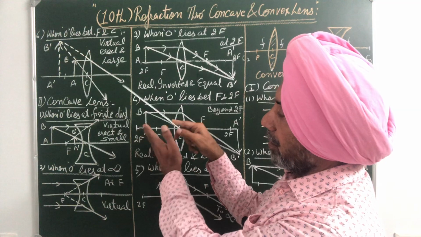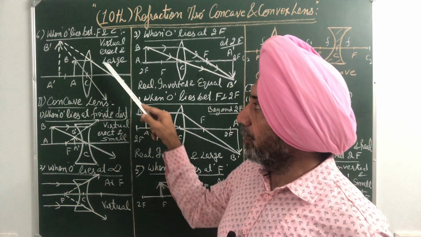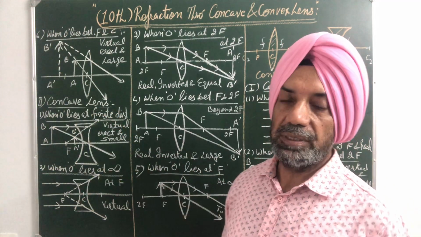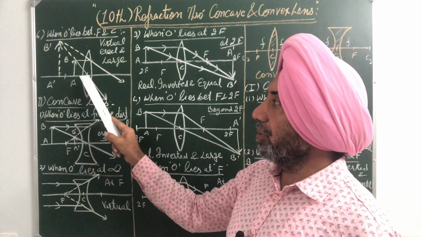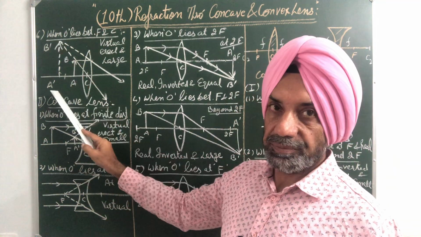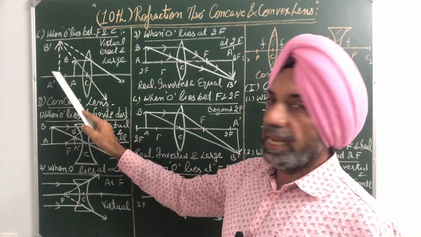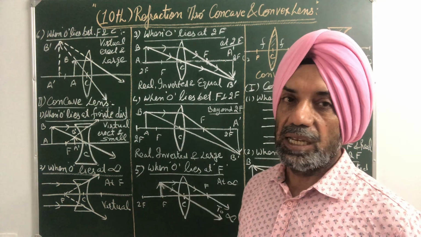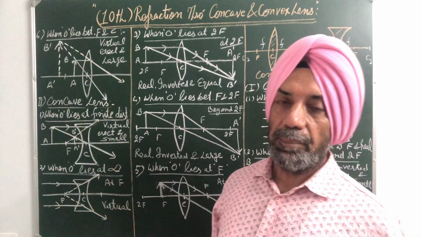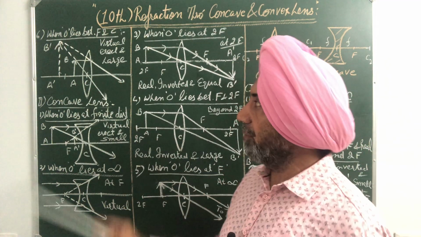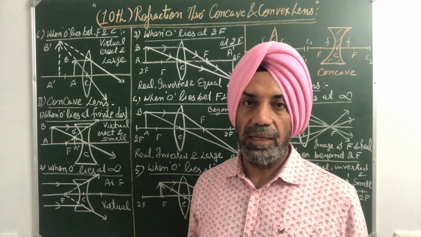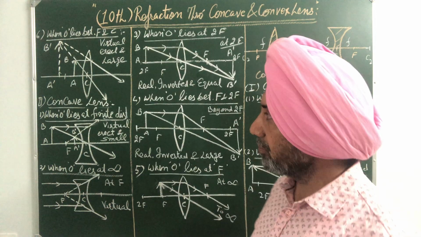So they appear to be coming from this point because they are diverging. So A'B' is the image formed when the object lies between F and C on the same side. This means the image formed is erect, larger in size and virtual. This property of the lens makes it a magnifying glass. So it is a magnifying glass when the object lies between F and C. The image is erect and enlarged in size.